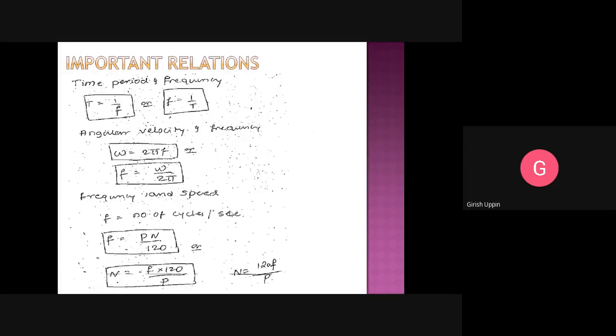So these are the important equations you must remember. First one is the time period and the frequency. T is equal to 1 by f, f is equal to 1 by T. f is the frequency in hertz or cycles per second, and time period T is the time taken to complete one cycle, represented in seconds. Angular velocity omega is equal to 2 pi f, or f is equal to omega by 2 pi. And frequency and the speed: the speed equation right now, don't worry, we'll look at it in the alternator section.